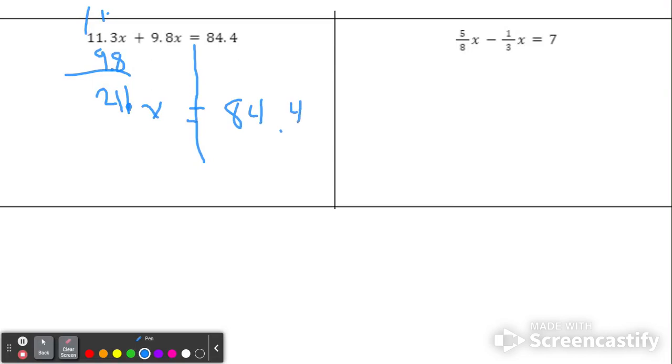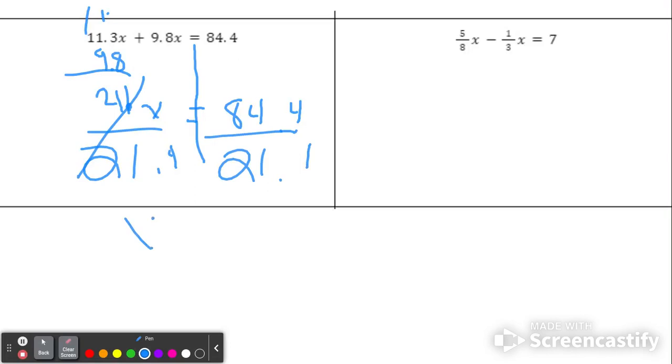Okay, so what are we going to do with this 21.1? He's invisibly being multiplied by the x, so we're going to divide by 21.1 on both sides. Maybe you can see the answer here is 4, but you're also welcome to use your calculator. All right, let's take a look at one more fraction problem. So we have 5/8 x subtract 1/3 x.